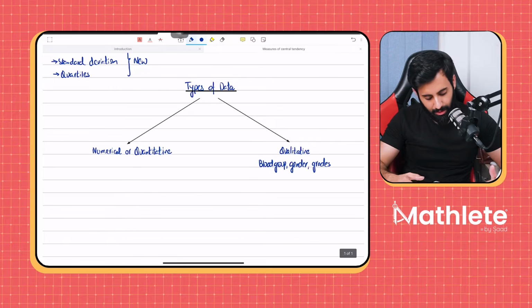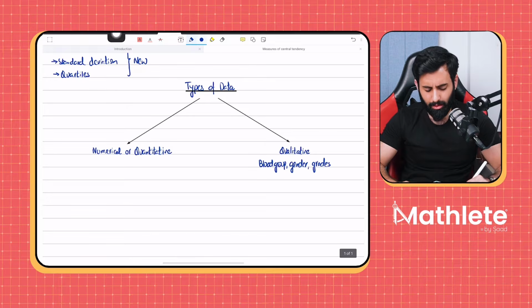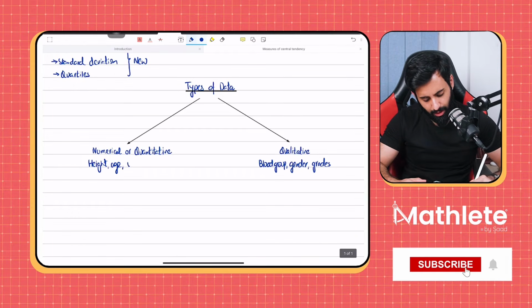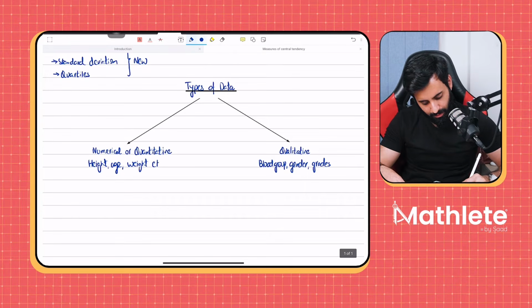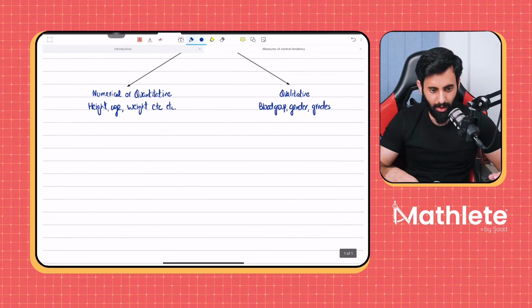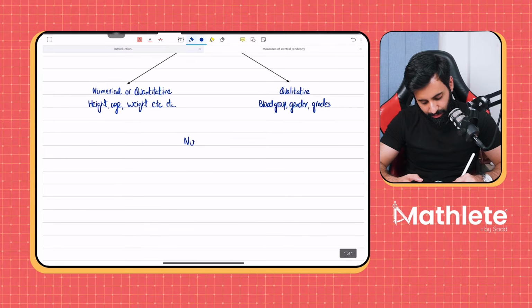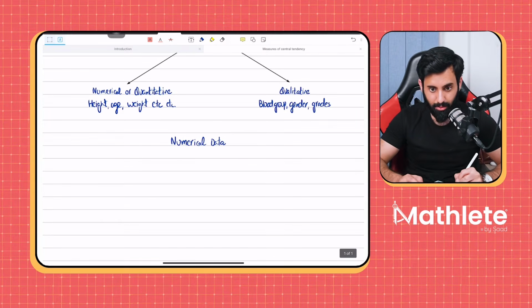Okay. Then you have numerical or quantitative data. So mostly we're gonna be working with numerical and quantitative data. Okay, so this can be your height, this can be your age, mass, which we call weight, height, age, weight, etc. Okay, now let's focus on numerical data. Numerical data is further categorized into two. Can you guys tell me what are the two categories in which numerical data is divided into?